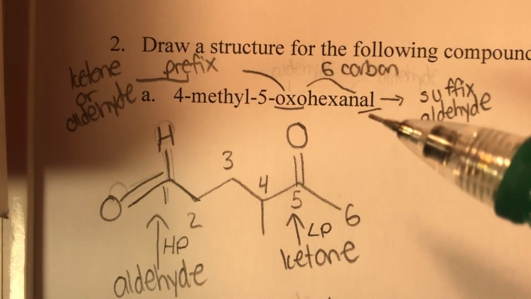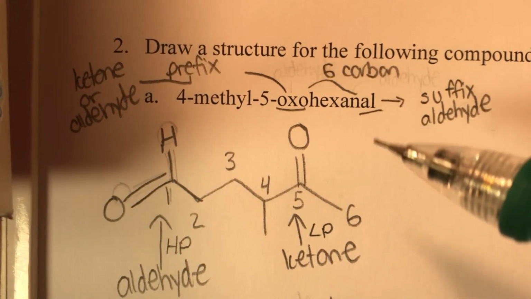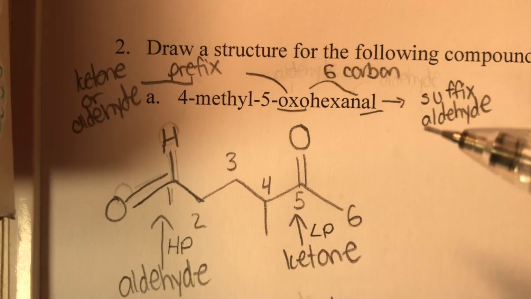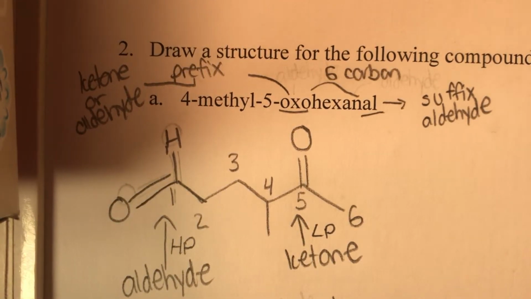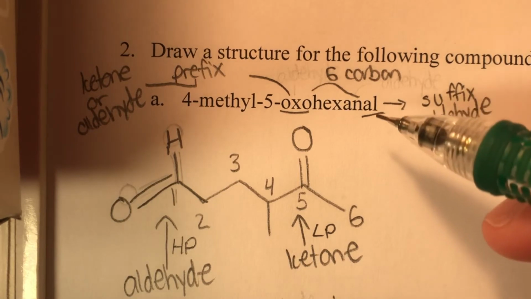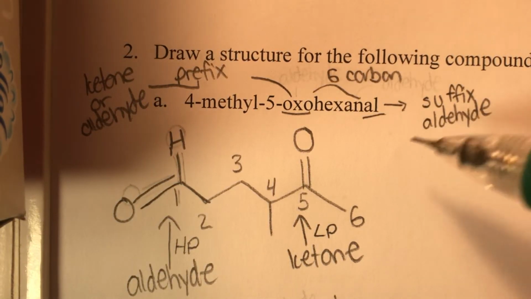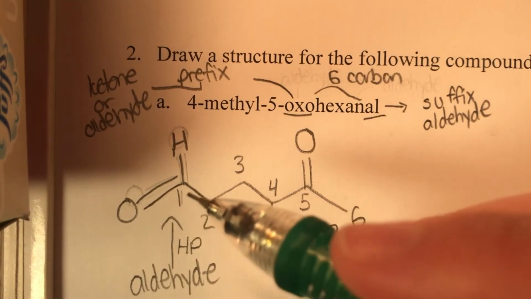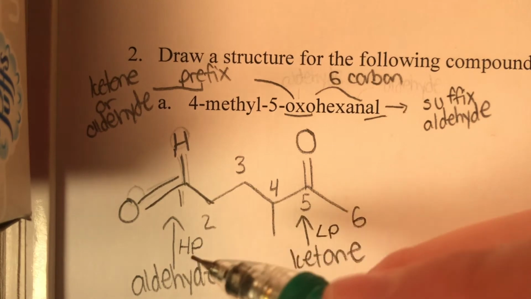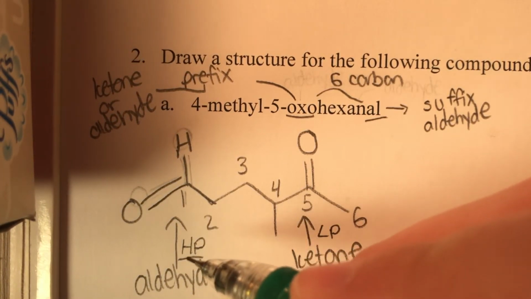I then looked at the suffix. So the suffix is going to be given to the higher priority group. So "al", in this case, using table 16.1 on page 742 in the textbook, has aldehyde, has the suffix "al". So we know that an aldehyde has to be the higher priority group, which is where we start numbering, so at carbon 1. So we're given that the high priority, which is what HP stands for.